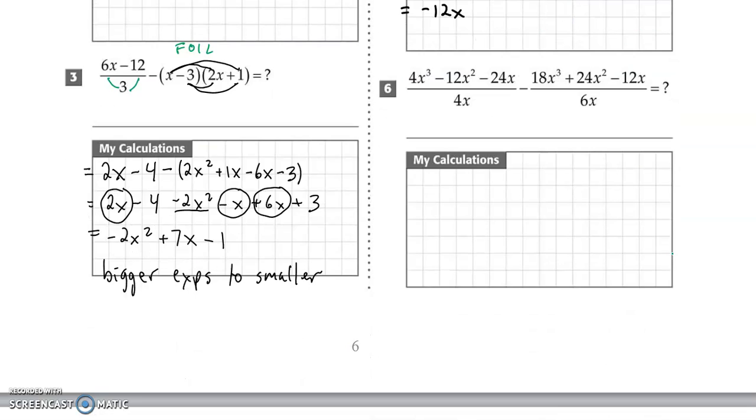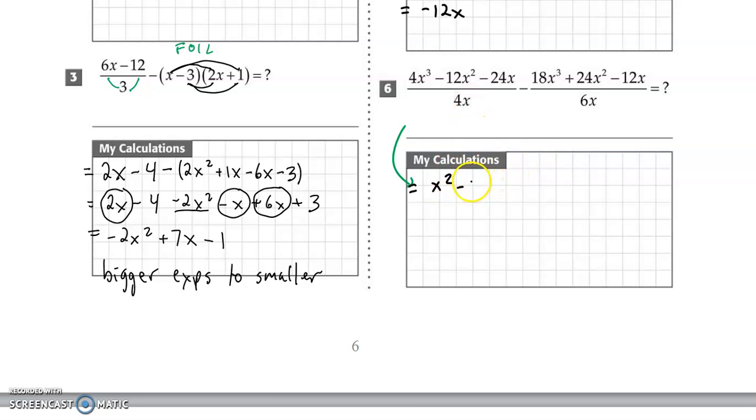Question 6. Kind of nervous about this, or just this idea of dividing from all 3 of the terms. Remember that 4x divided by 4x cubed is going to be equal to, and I'm going to go right down here right away, is going to be equal to 3x squared. Dividing it from the 12x squared is going to be negative. Well, it's not going to be 3x squared. Back it up there. It's just going to be x squared.